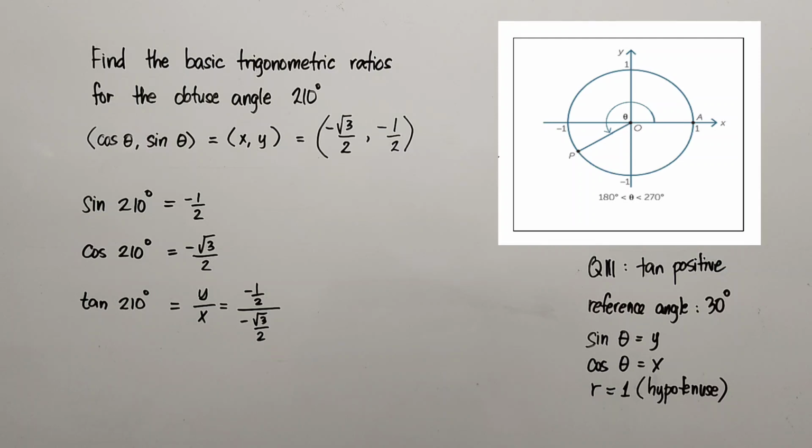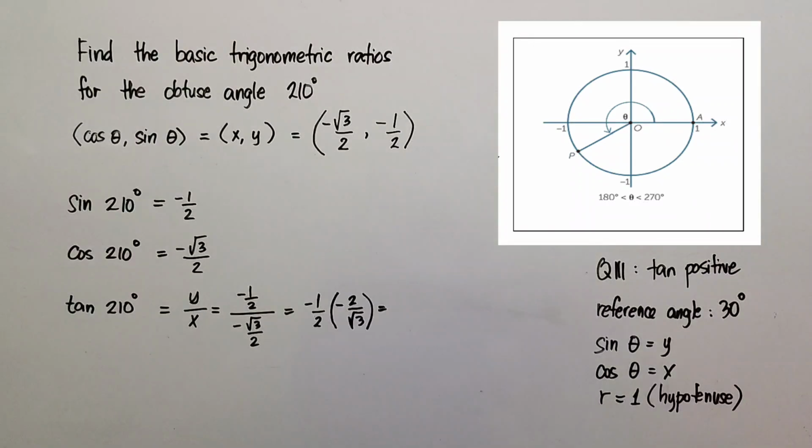We will now simplify this. Simply interchange the numerator and the denominator of our denominator. So the negative square root of 3 over 2 becomes negative 2 over square root of 3. Negative times negative is positive. We can cancel the 2. Therefore, the answer is 1 over square root of 3. We need again to rationalize the denominator.